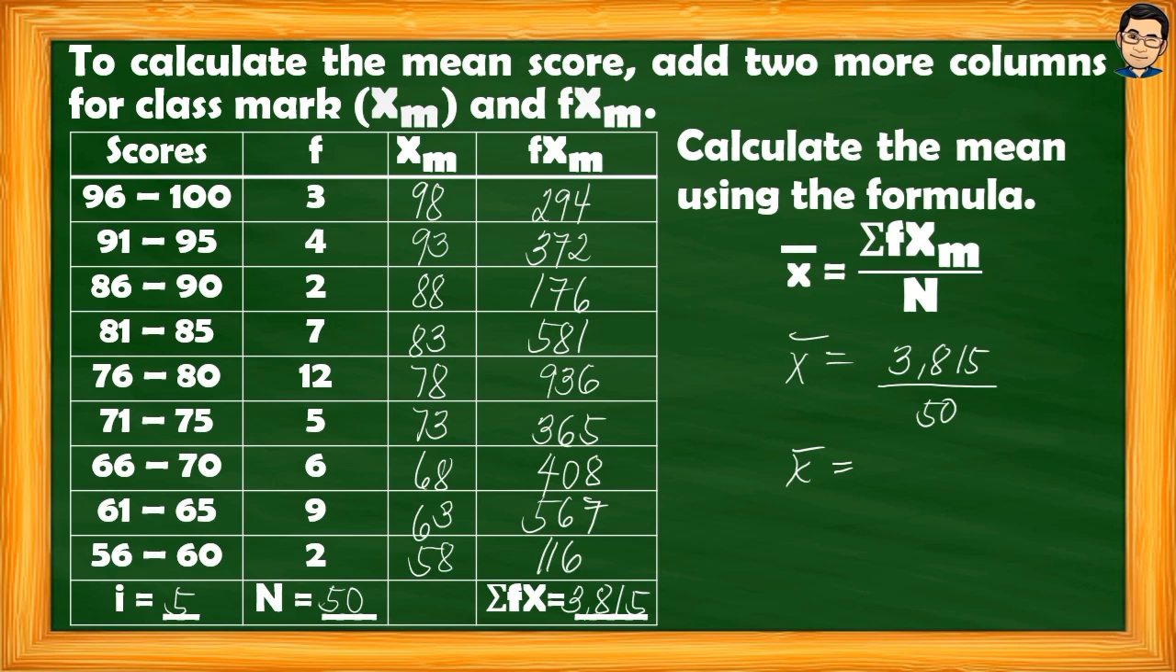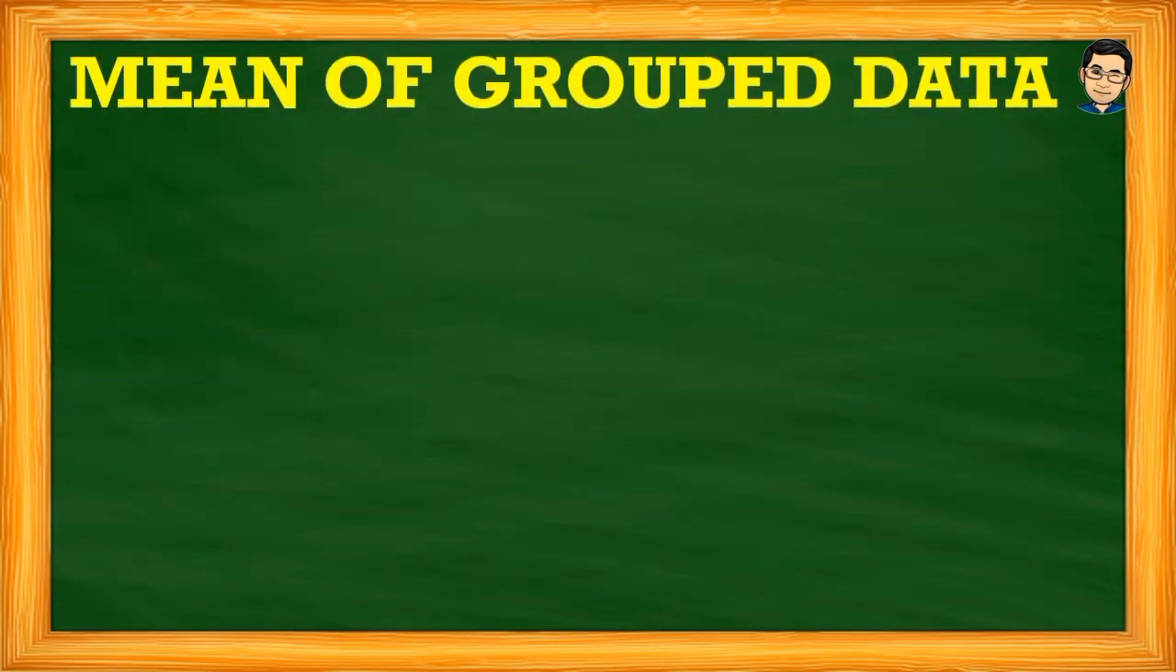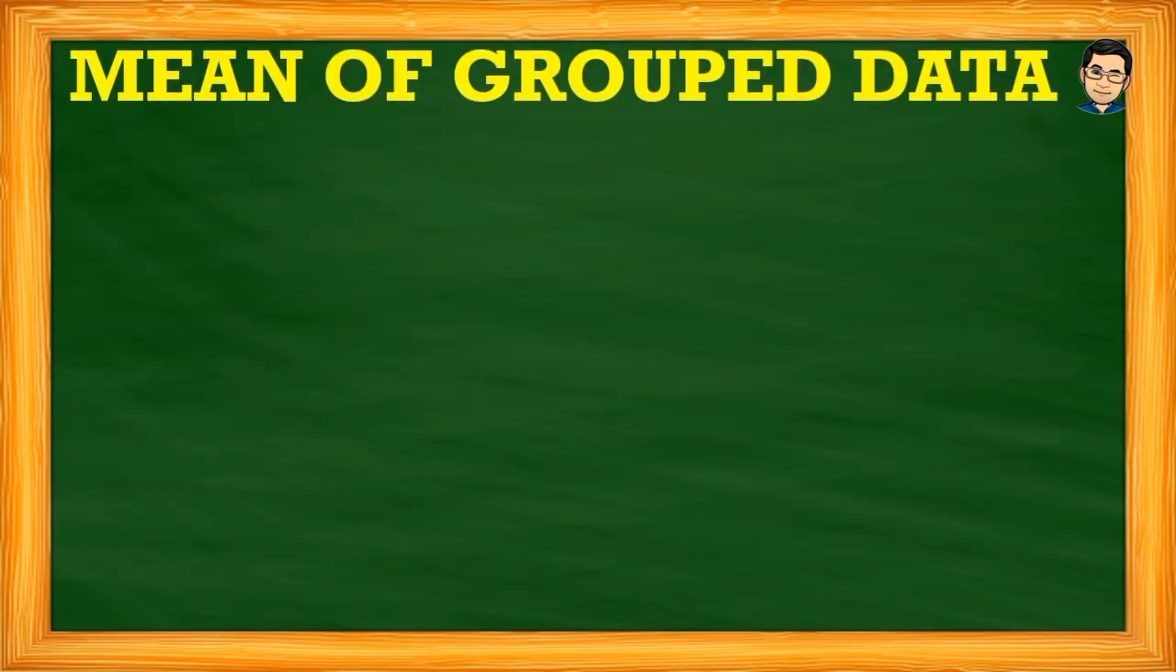So, 3,815 divided by 50, we will get 76.3. Or pwede natin yang i-round off, 76. So, ibig sabihin, yun po yung mean score, yung average score ng students. So, I hope naging clear sa inyo yung first method.